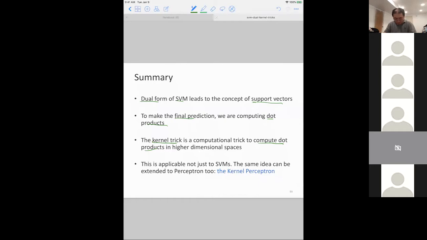And I want to emphasize that the kernel trick is applicable not only for SVM. The same idea can be extended to the perceptron. It's called the kernel perceptron. So if you're interested in that, we have 2 bonus questions in homework 4, asking you to implement a kernel perceptron. You can try to compare the kernel perceptron with the preliminary perceptron, and see if there is any improvement.